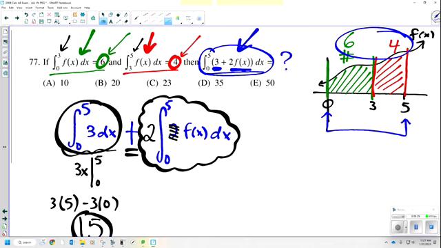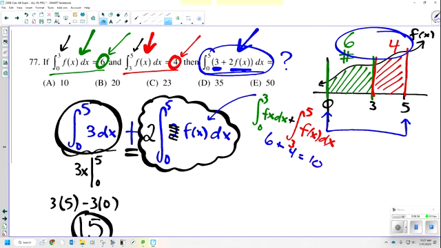So my integral from 0 to 5 is really the integral from 0 to 3 of f of x dx, and I add that to my integral from 3 to 5, because that will cover everything of f of x dx. And that is 6 plus 4, which is 10. So this integral is 10. Don't forget, I need to multiply it times 2. So that's going to be 20.